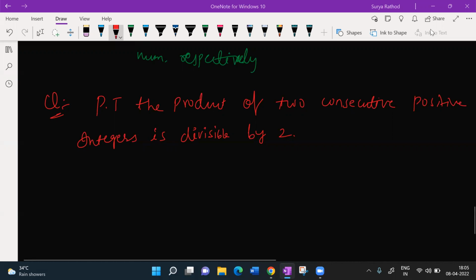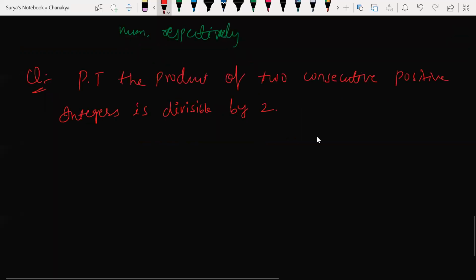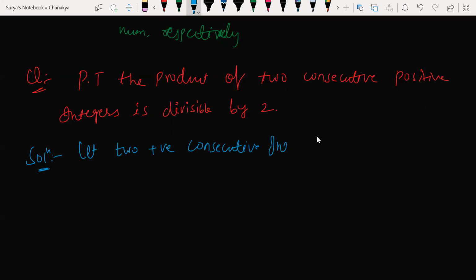No, I'll tell you properly. Look at this, everyone. Those who have not understood, look at this here. By using Euclid's division lemma method, we'll be solving this question. Prove that the product of two consecutive positive integers. You take any product of two positive consecutive integers. Let the integers be x and x plus 1, or x minus 1 and x. Correct?